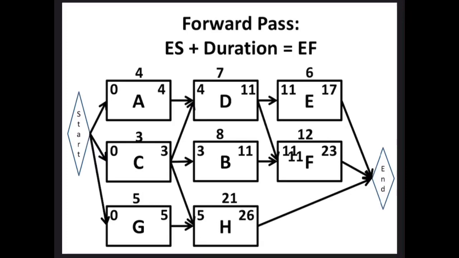Great. How about activity B as in Bravo? Okay, how many other activities does activity B have as its predecessor? Only activity C. So B only needs C to finish for it to start. Therefore, early start is going to be 3 plus its duration of 8 will give us 11. Great.